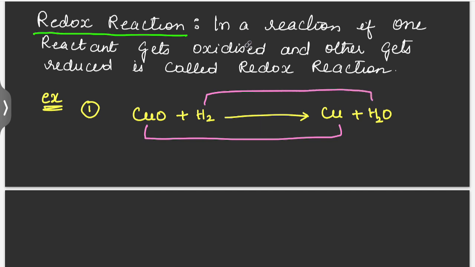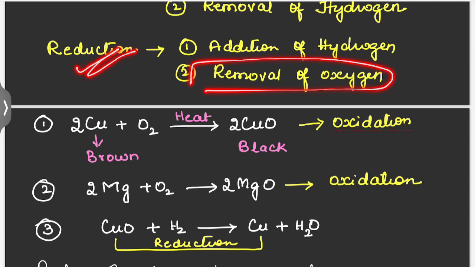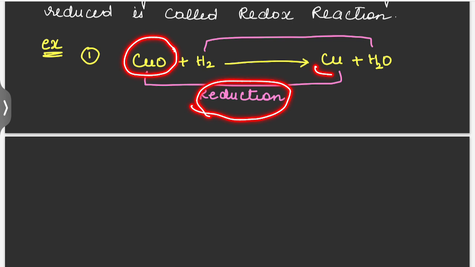Now we have copper oxide, and it is converted into copper. What is happening here? You can see the oxygen is removed, and after removing this oxygen, copper is formed. Removal of oxygen is called what? Check the definition. It is called reduction. So here I'll write it is reduction. That is, copper oxide will undergo reduction to form copper. This is how you will tell.